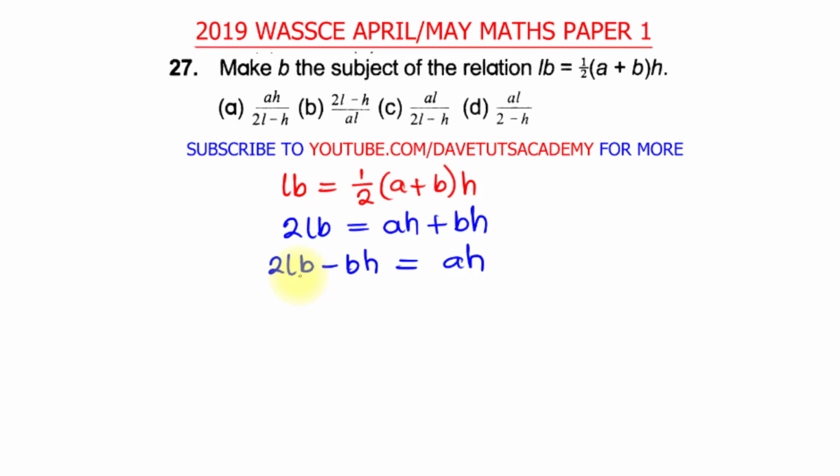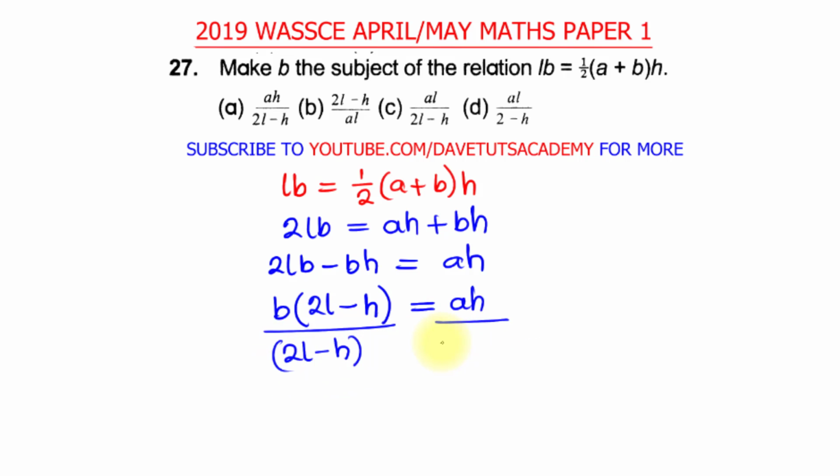Now to isolate B, you can see that B is common to these two expressions. We can factor out the B. If we bring out B, here B had been taken out, so we have 2L remaining, and here B had been taken out, so we have minus H remaining, is equal to AH. And then just to eliminate all the expressions beside B, we can divide both sides by 2L minus H. You can now see that this and this cancel out, and on the left hand side we have B alone, and on the right hand side we have AH over 2L minus H. This is the correct expression of the relation, but now with B as the subject of the formula.